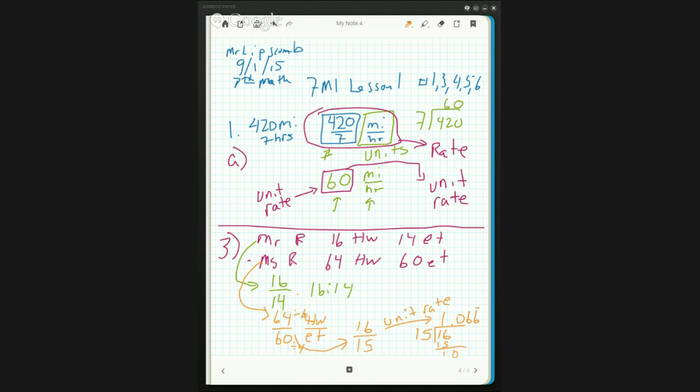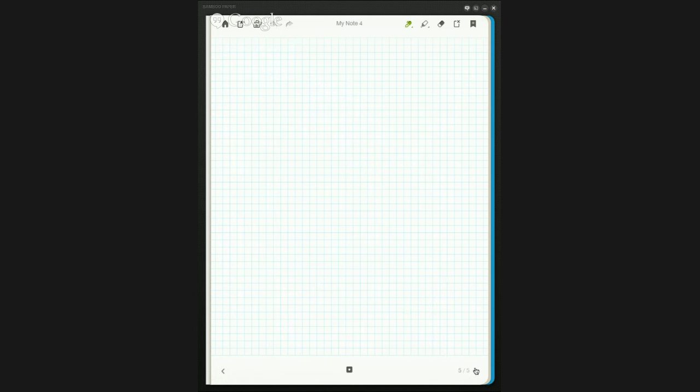And I'll leave it to you as an exercise to find the unit rate for 16 over 14. Once you find it, you can compare that number to 1.066666 repeating forever, and then you can answer the question of whether the ratios are indeed equivalent. Let me give you a few hints for number 4, 5, and 6.